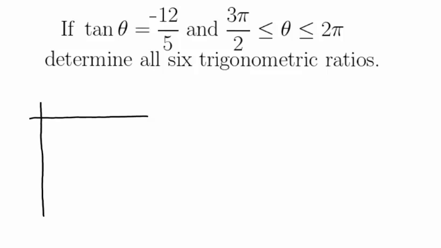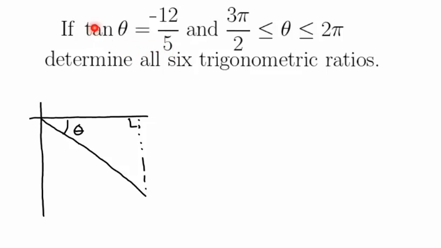The first thing we want to do is try to determine our triangle. So I'm going to draw a right angle triangle in quadrant 4 because I know that theta is between 3 pi by 2 and 2 pi. So we know that we're really working with an angle down here in quadrant 4.